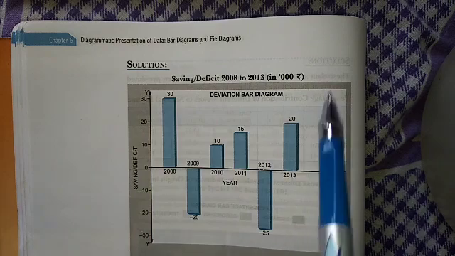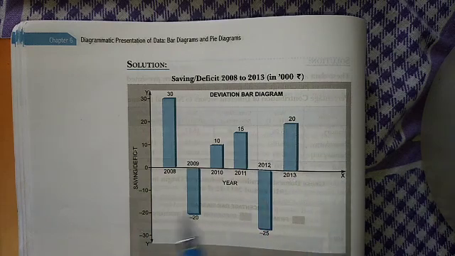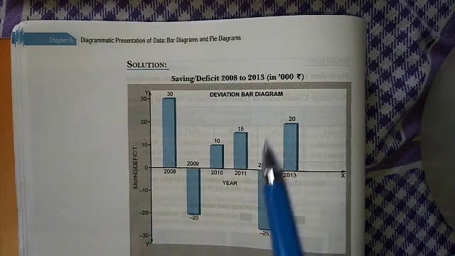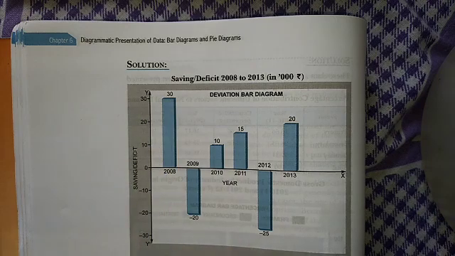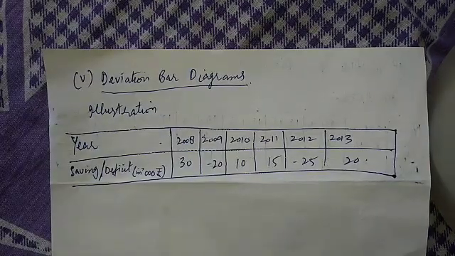So this is the deviation bar diagram. So the deviation bar diagrams are used to compare the net deviation of related variables with respect to time and location, and bars representing the positive and negative deviations are drawn above and below the base line.